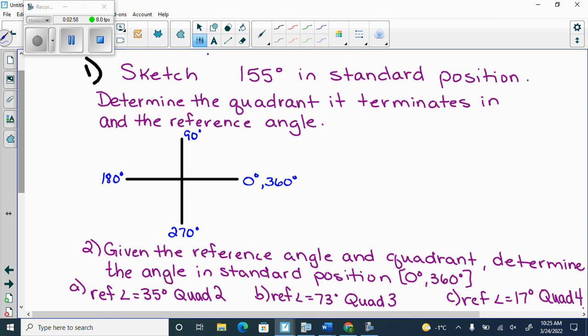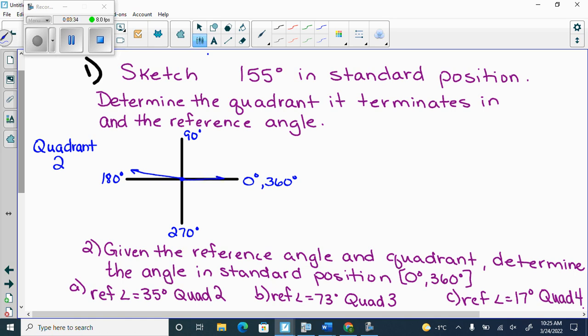Okay, 155 falls in what quadrant? Quadrant 2, because you always go 1, 2, 3, 4, top right, makes the letter C. Now 155 is how far away from 180? 25. So 45 is halfway, 25 is maybe here-ish. If it's somewhere in this realm, but not halfway, then you're good.